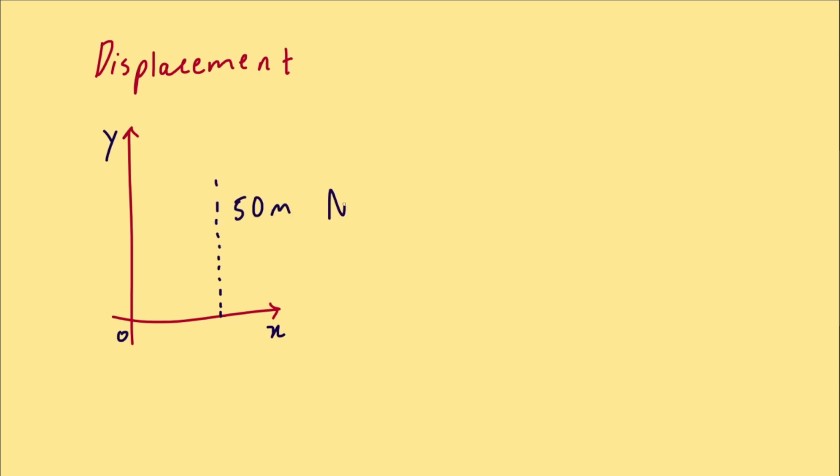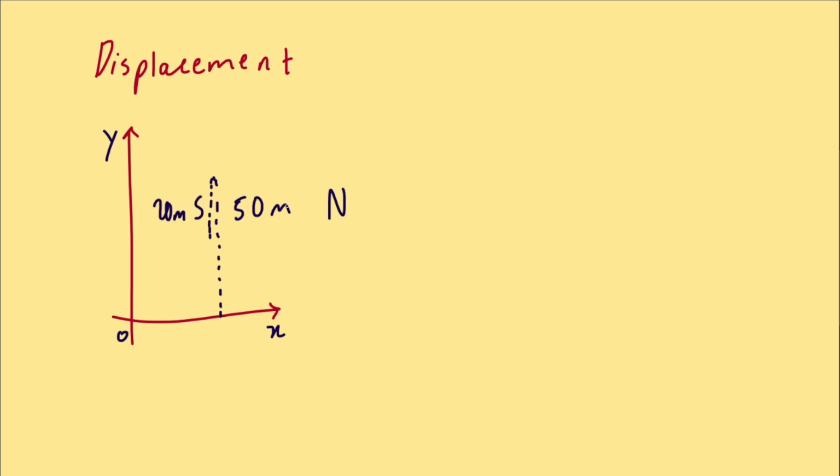Moving on to displacement. Displacement and distance are not the same. You must understand this. I'll give you an example. Let's draw up a quick coordinate thing because in physics we like to do that. You decide to go on a walk and you walk 50 meters north. Then you turn around and you walk 20 meters south.